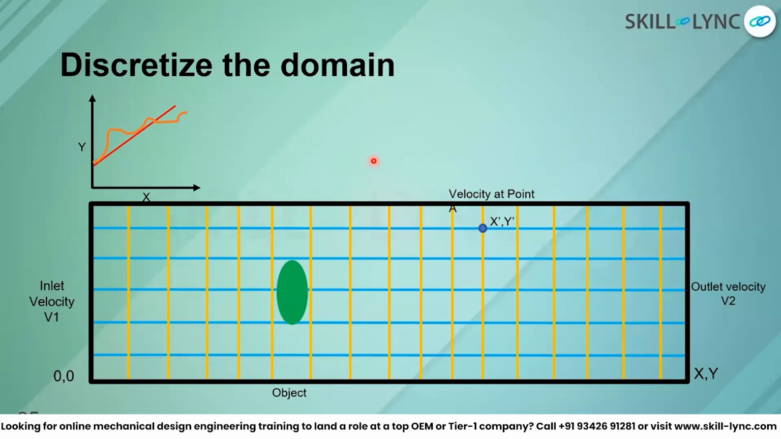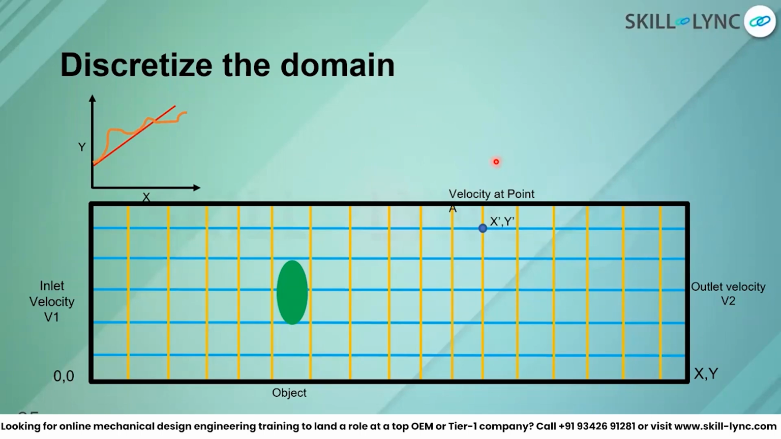Now the thing is, this is a finite domain, a very small domain. So if I want to do hand calculations, in fact I can. But what if this domain is really large? If this domain is really, really big, hand calculation is not at all possible.